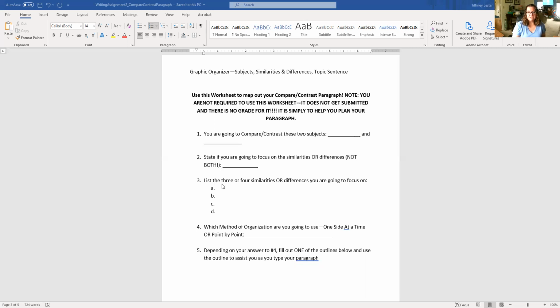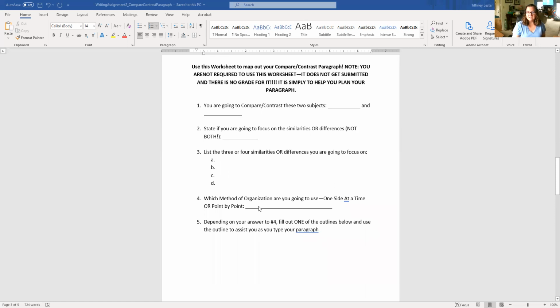3, list the 3 or 4 similarities or differences that you're going to focus on. What's your first similarity or difference going to be? Then your second, then your third. If you have a 4th, list it as well. Which method of organization are you going to use? One side at a time or point by point? If you aren't sure what I mean by that, you need to go back to the PowerPoint in week 6, because those are the two ways that you can organize a compare-contrast paragraph successfully. You have to choose one of them, but make sure you understand what each one means.